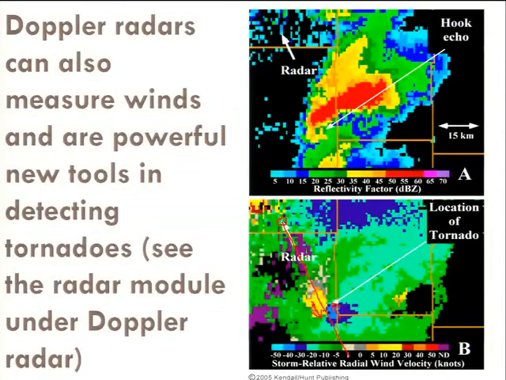Now, one of the cool things about Doppler radars is that it allows us to not only see the precipitation, but it allows us to see wind. Okay? So on the top image, what you actually see is an image of reflectivity.